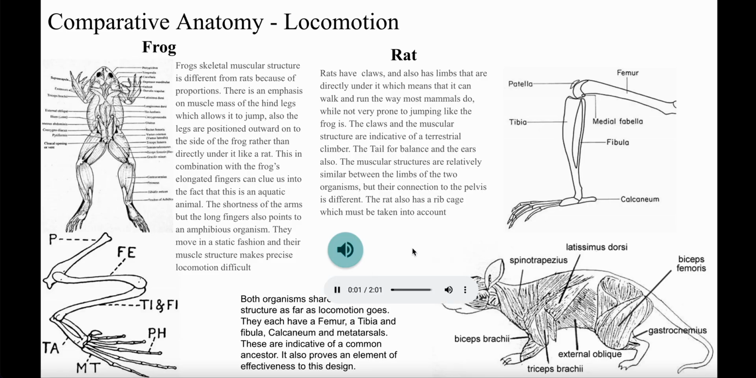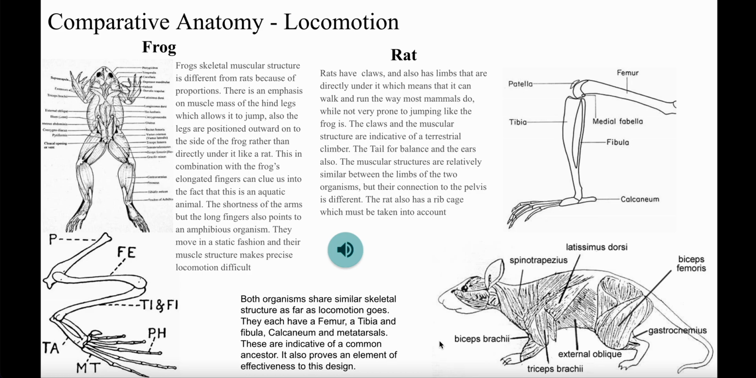Frogs and rats move around very differently. The frog's skeletal and muscular structure is different from rats because of proportions. There is an emphasis on muscle mass in the hind legs of the frog, which allows it to jump very long and very high distances. But the legs are also positioned outward along the side of the frog rather than directly under it, like the rat. This, in combination with the elongated metatarsals, is indicative of an aquatic animal.